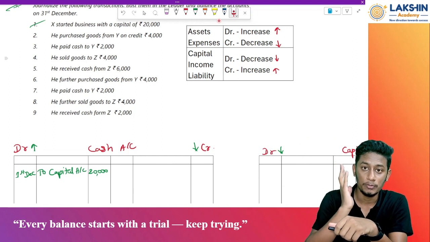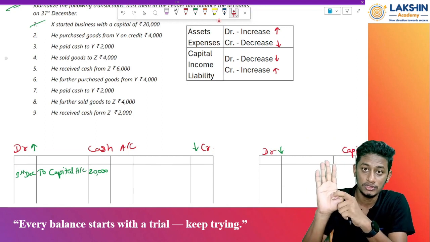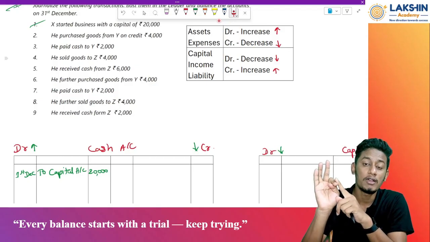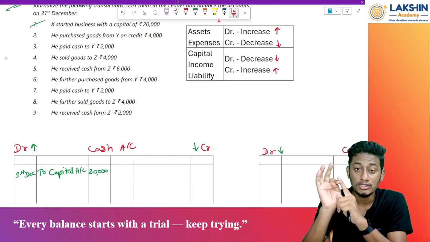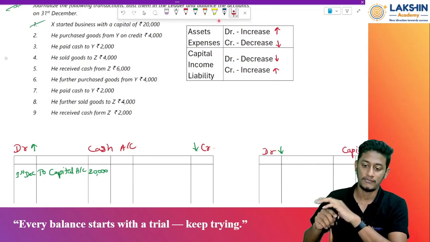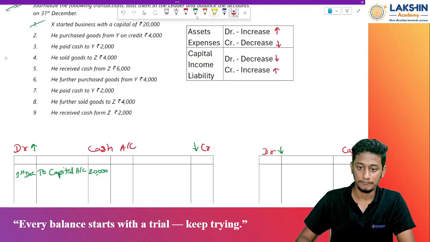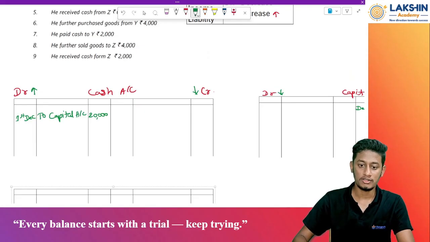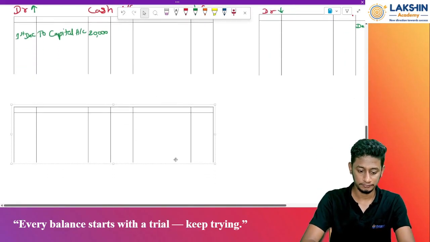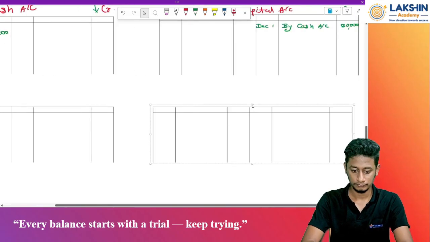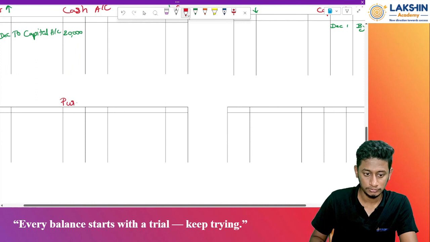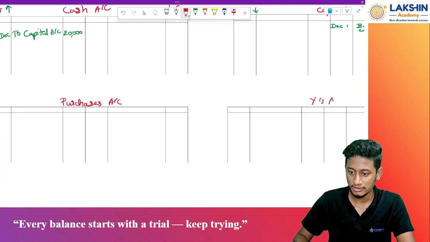Now, which accounts are opened? One is the purchases account because I am purchasing the goods. One more account is my Y's account. Why do I open Y's account? Because he's my creditor. So therefore, I will open a creditor's account now. So let us open two accounts, that is the purchases account and Y's account.